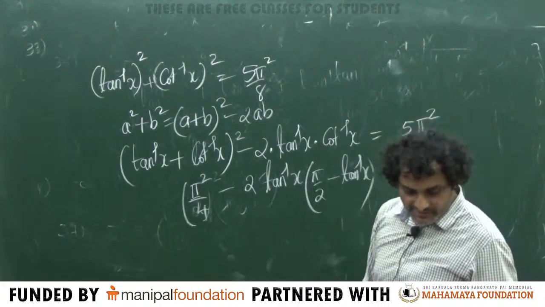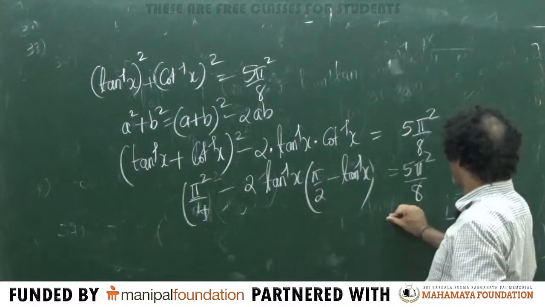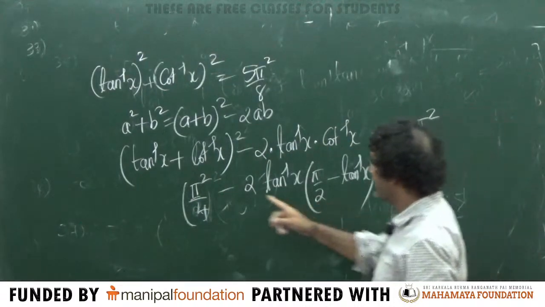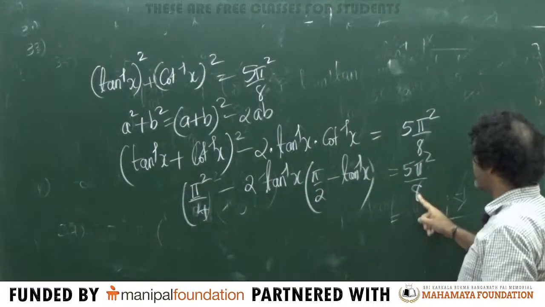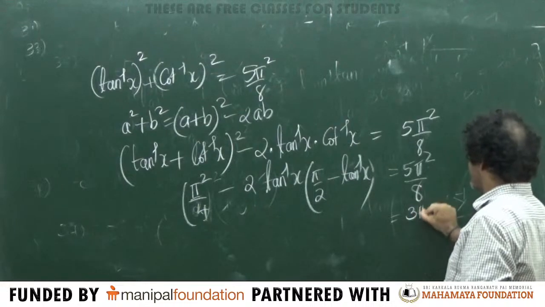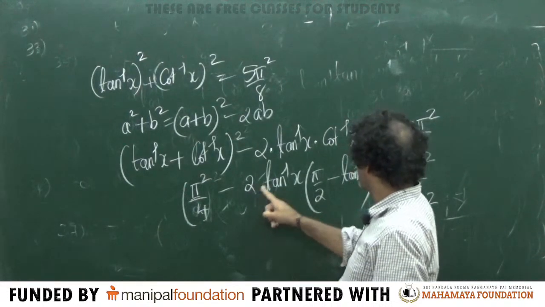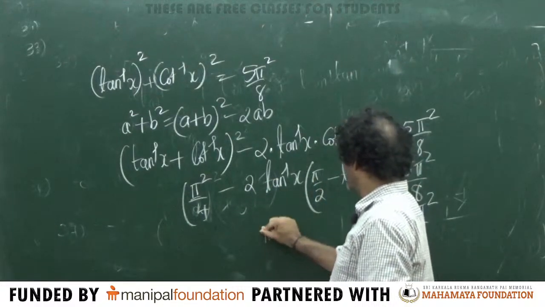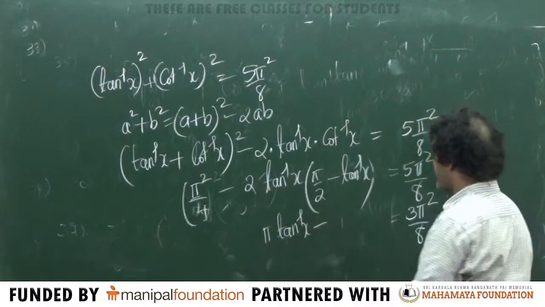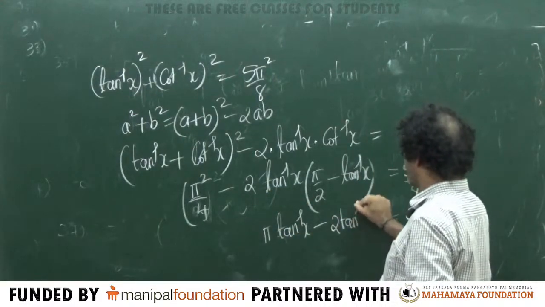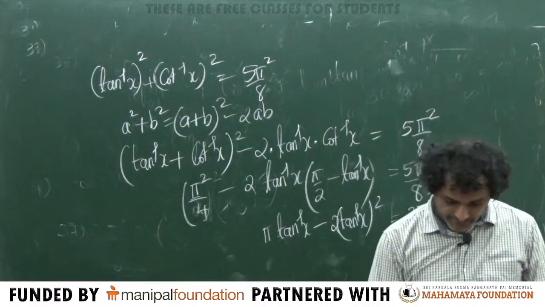Anyways, what we'll do is, shall we move this here? Do you get the answer as 5 pi square by 8? Isn't it 2 pi square by 8 when you multiply? 5 pi square by 8 minus 2 pi square by 8 is 3 pi square by 8, and here multiply 2 into pi by 2 is pi tan inverse x minus 2 tan inverse x the whole square, something like this you will get. Correct, no?